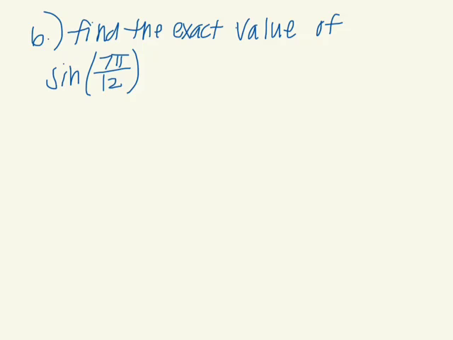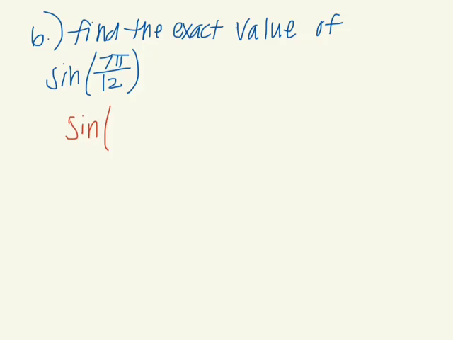So we could take smaller angles and add them together and try to find the exact value of the sine of 7 pi over 12. In order to do this, we're going to have to start with the sum and difference formula. So if you look at your formula sheet, make sure you're really good at being able to interpret that formula sheet and find the formulas that you need.